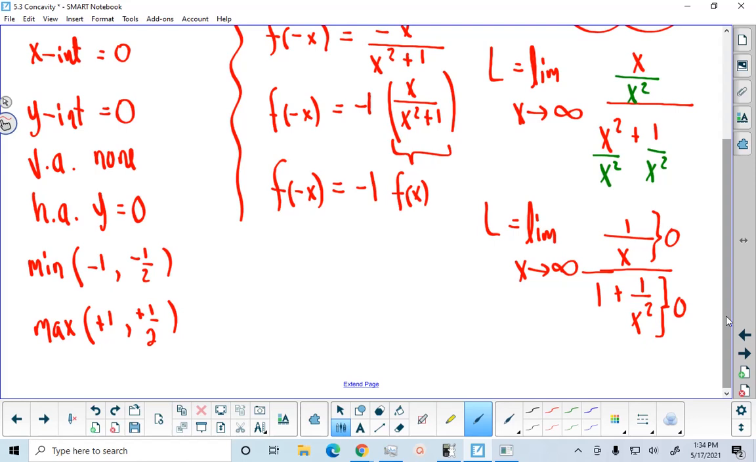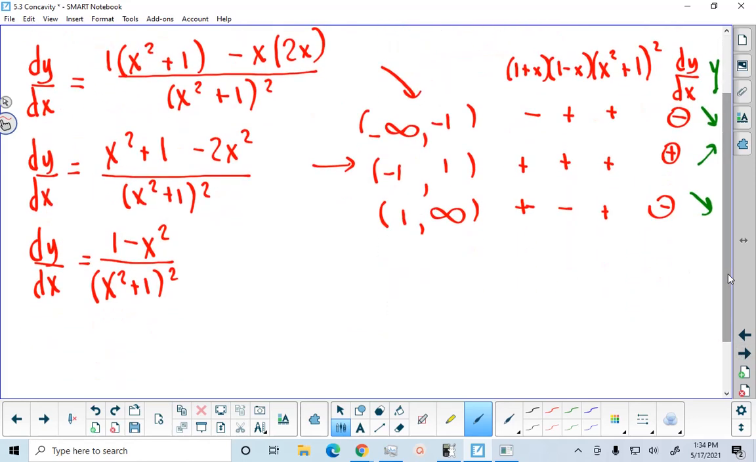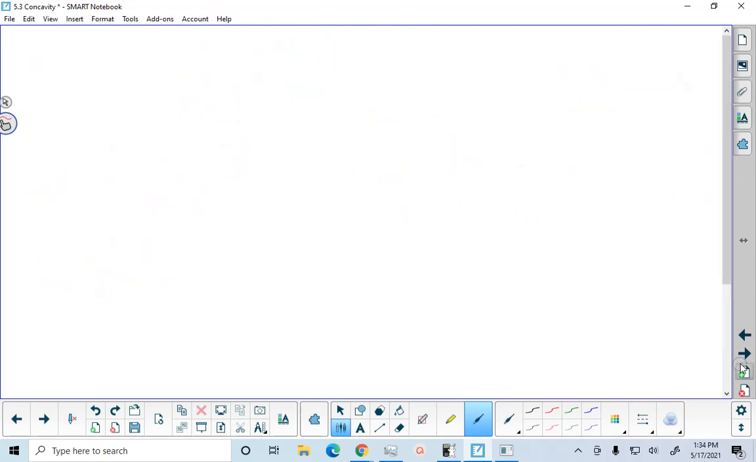Any questions with calculating the coordinates of the max mins or with our first derivative or first derivative table? All right then.